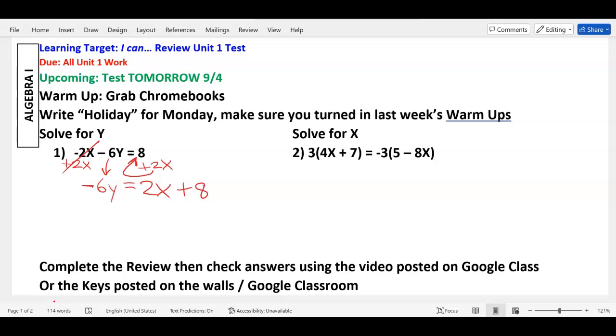So is everyone looking up here? So again, all I did was, first of all, get rid of the x term. I did the opposite. I added it. I can't combine them, so I wrote it in front of the constant. Last step, how do I get rid of that negative 6 in front of y?